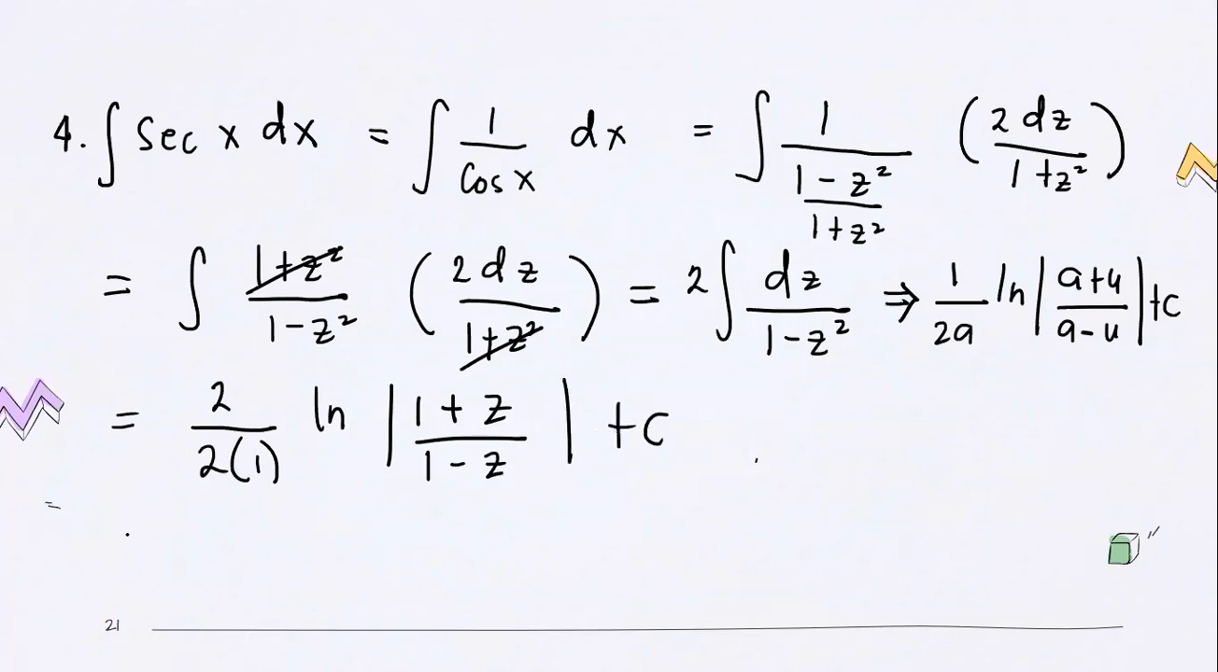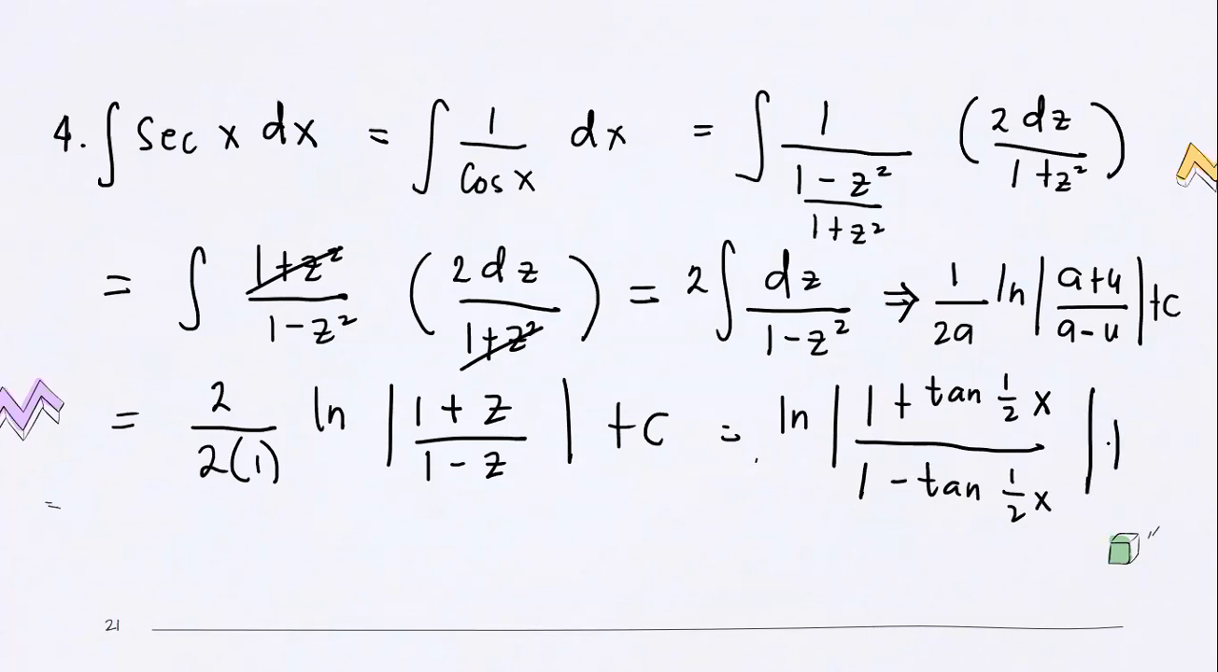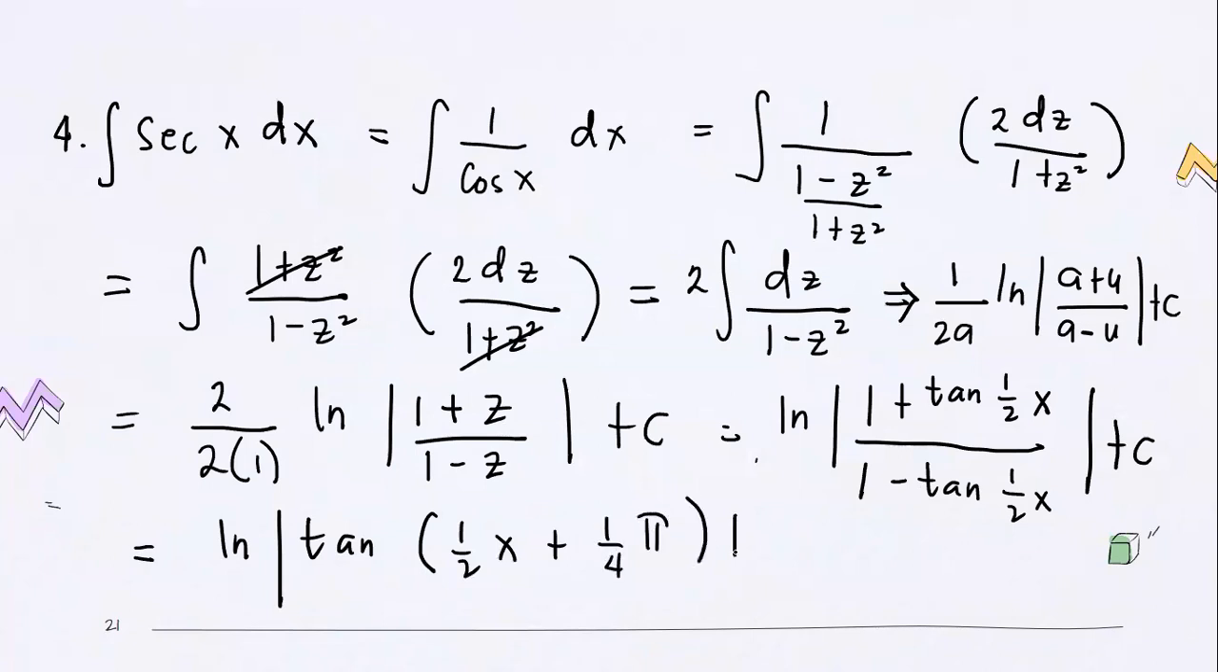Okay, therefore, we have equal to, cancel 2, ln of 1 plus tangent 1/2 x over 1 minus tangent 1/2 x plus c. Or simplifying that, we have equal to ln tangent of 1/2 x plus 1/4 pi plus c.